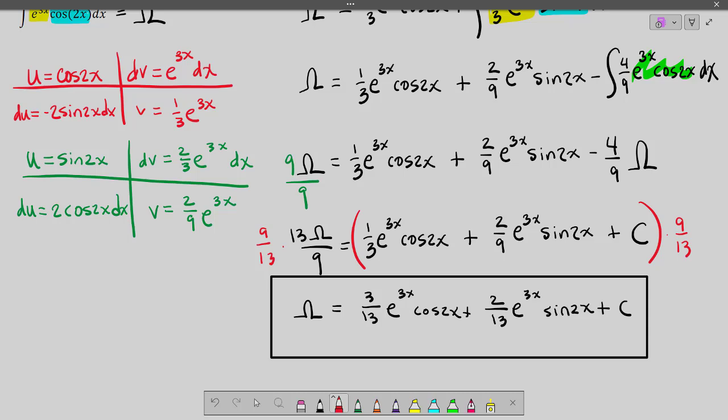Wait, you turned into an arrowhead, really? So that is going to be rotated around the line x equals ln of 6.